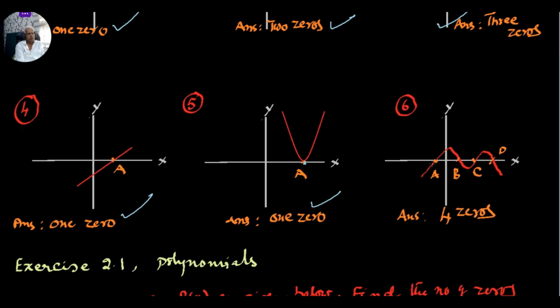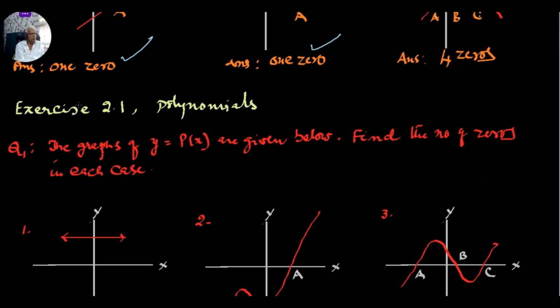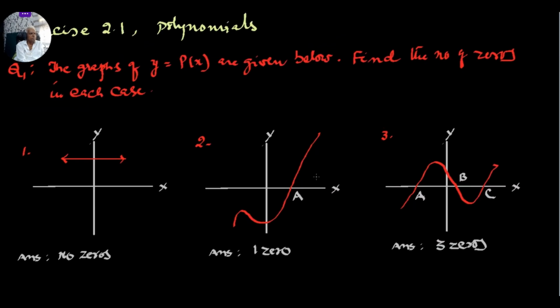Problem number 6. It's cutting at nearly 4 places. A, B, C, D. Here, here, here, here. So the answer is 4 zeros. A similar question is here in exercise 2.1. Same question. You have to just count the number of places where it cuts the x-axis. Suppose this is the graph given, this red line is not cutting the x-axis at all. So no zeros. Similarly, you can go to 2, 3 and count the points. Here there is only 1. Here there is 1. Here there is 2. Here there is 3. 3 zeros.